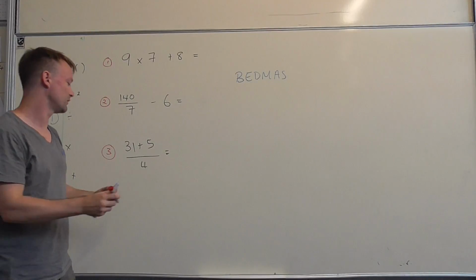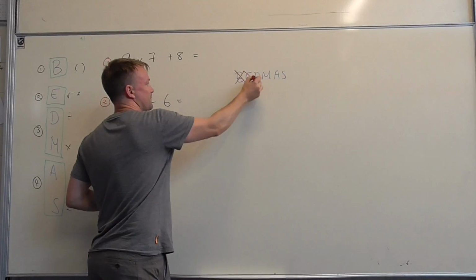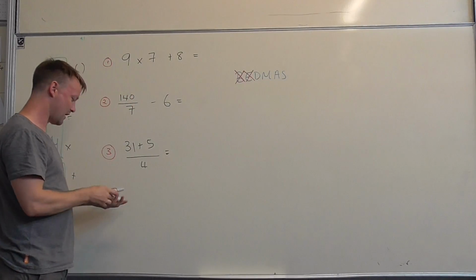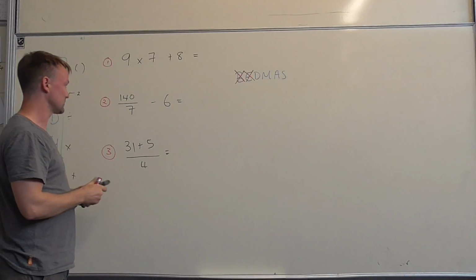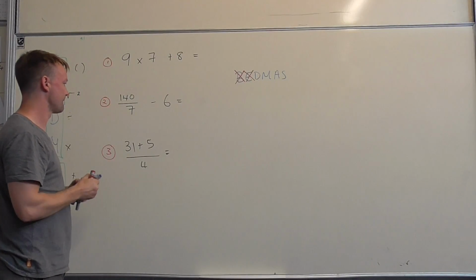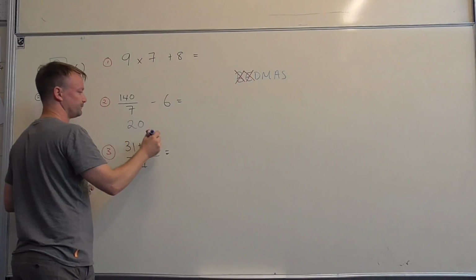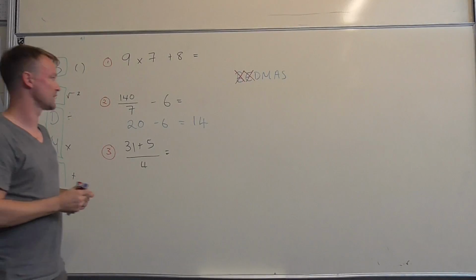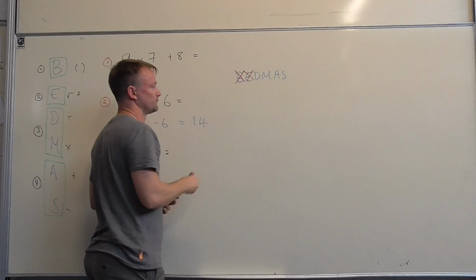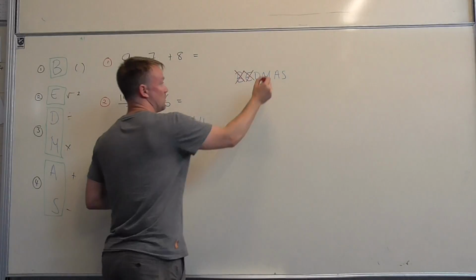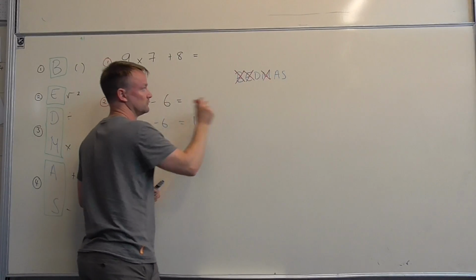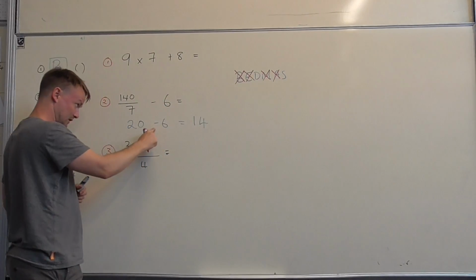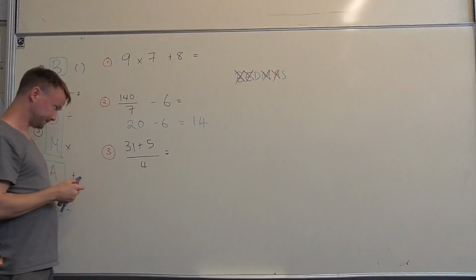No brackets, so I'm not going to do anything with brackets. There are no exponents. There is a division, so I'm going to do that first. So 140 divided by 7 is 20. I'll just write it in blue just to make it a little bit clearer. 20 minus 6 equals 14. So I did my division first. There was no multiplication, no addition. What was left to do was to subtract 6. So 20 subtract 6, or take away 6, equals 14.